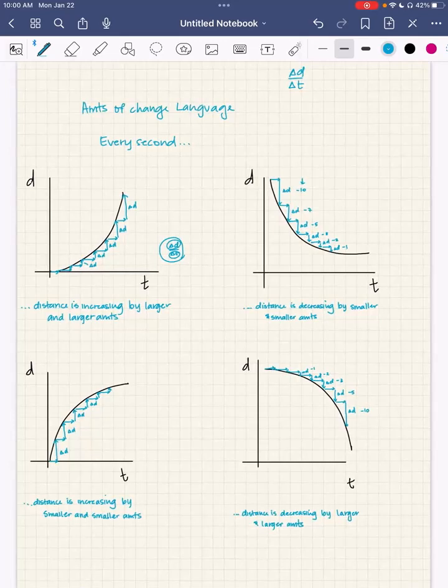So this is my amounts of change language. We're breaking that rate up into its pieces. But actually by doing this, it helps us understand the rates better.